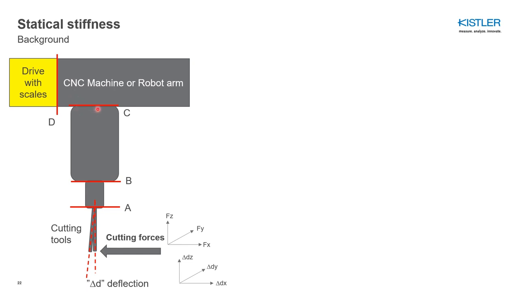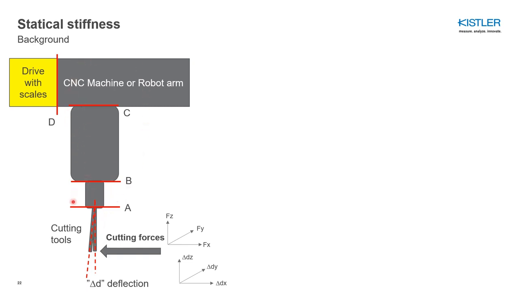You have different types of interfaces here. You have your tool here, a cutting tool. It can be a turning tool. It can be a milling tool. It can be drilling. It can be a grinding wheel. It can be a honing stone. Doesn't matter. You have different types of interfaces, and of course, this is a mechanical structure.